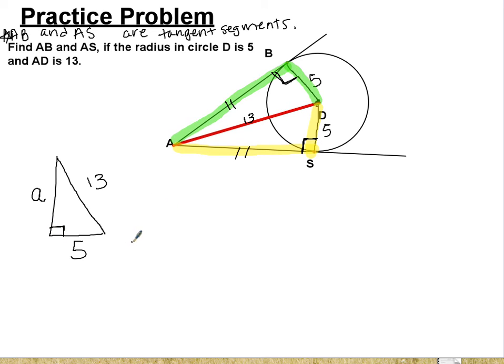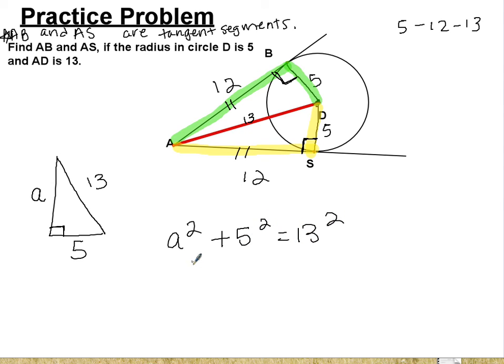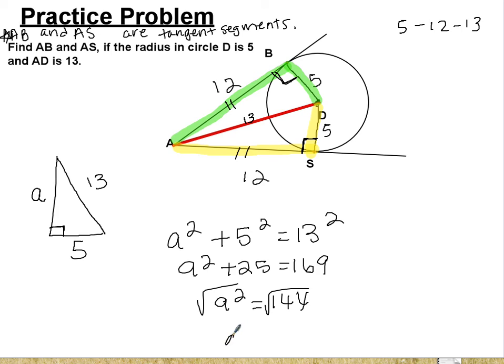Some of you might look at this and know that this is a Pythagorean triple. If you don't recognize that it's a Pythagorean triple, it's a 5, 12, 13. So this is going to be 12 units. If you didn't notice that, that's okay. We could use the Pythagorean theorem. When I use the theorem, a squared plus 25 equals 169. a squared equals 144. And then when I take the square root, a would be 12. So the question is, find AB and AS. They are both 12 units.